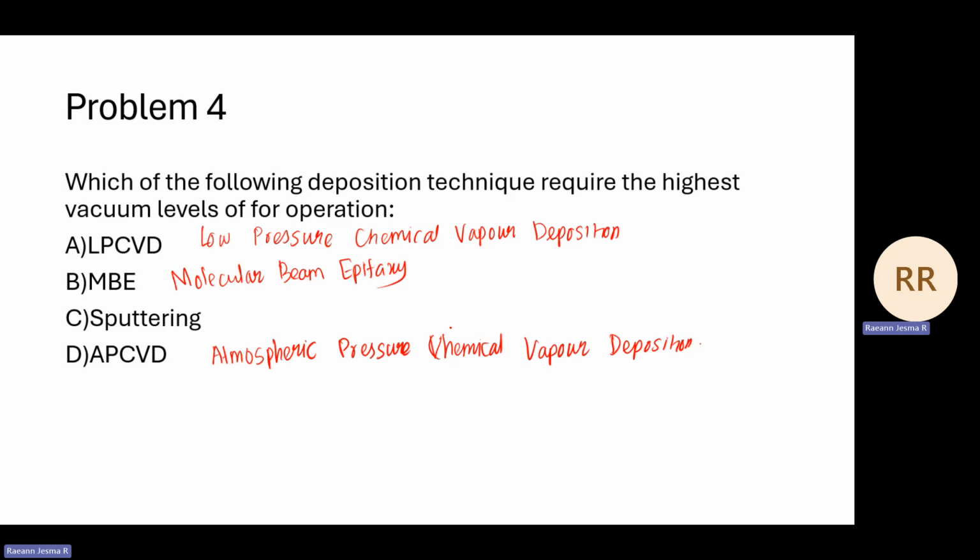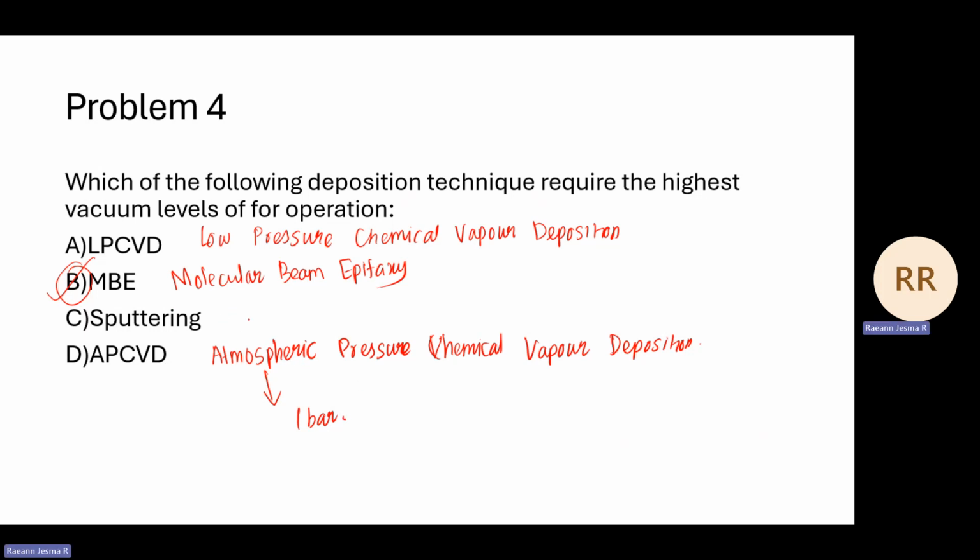You can do it by elimination, since you don't know the exact pressure. Yes, option B is correct. So this is atmospheric pressure, right? It will be around atmospheric pressure, which is 1 bar, or it may be slightly higher. So this is the pressure at which the APCVD deposition happens.